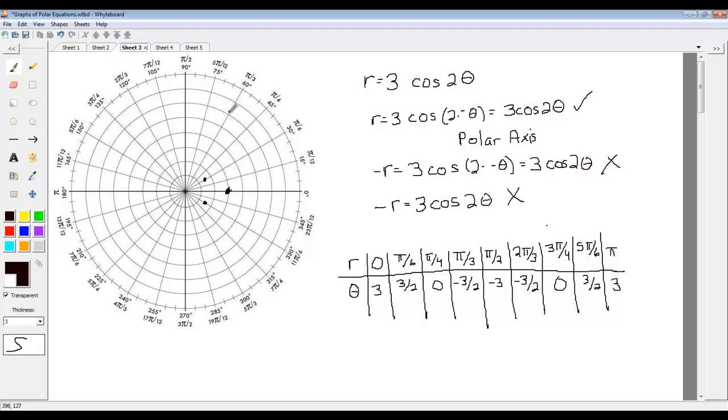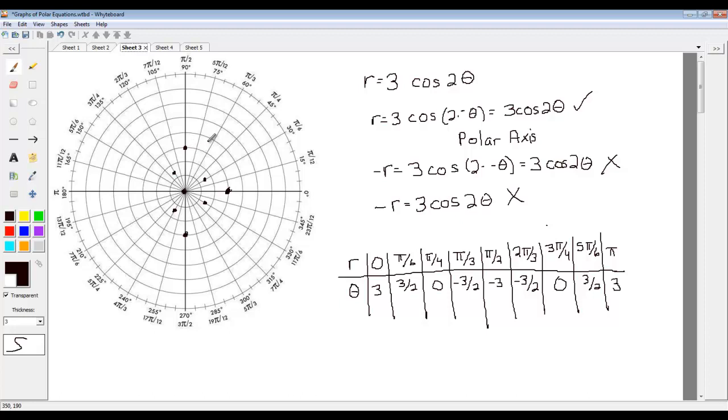Pi over 4, you're going to have 0. That's right here. Reflecting, you're going to still be 0. Pi over 3, you're going to have negative 3 halves. So you're going to have to go backwards 1.5. But hey, if you reflect, you're going to be up here. There you go. Pi over 2, you're going to end up at negative 3. So here's pi over 2, but you have to go backwards 3. But hey, if you reflect across, you're going to go up here too.